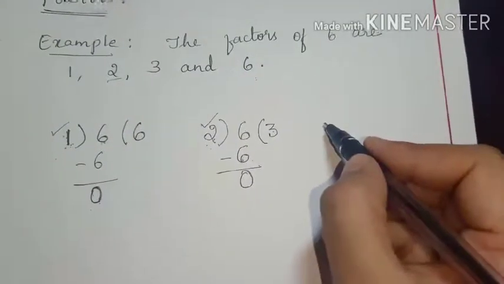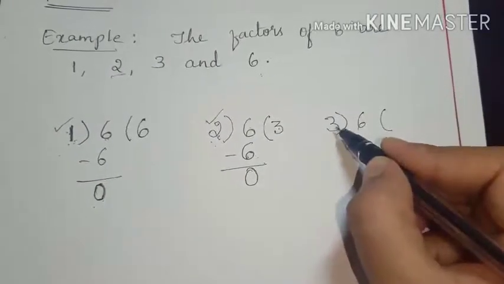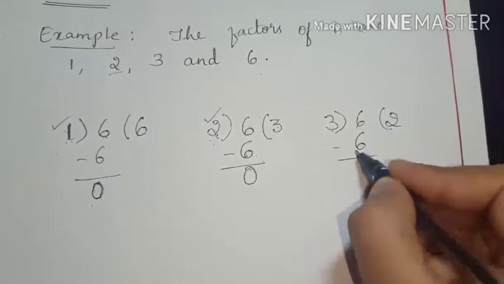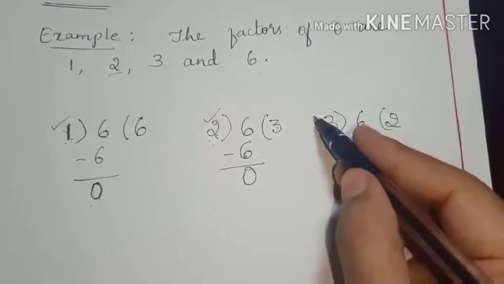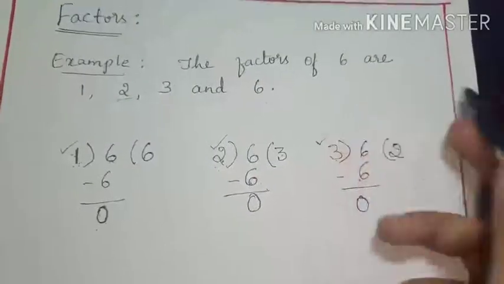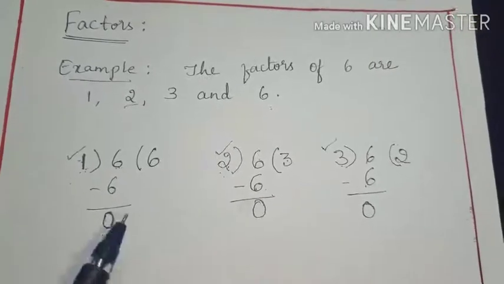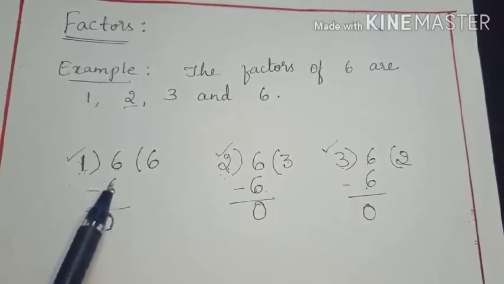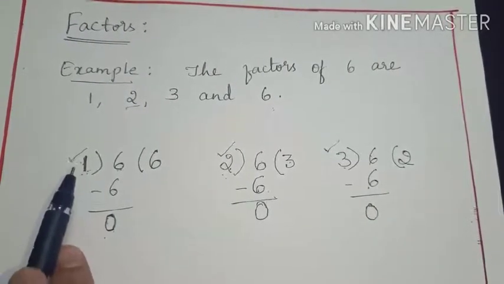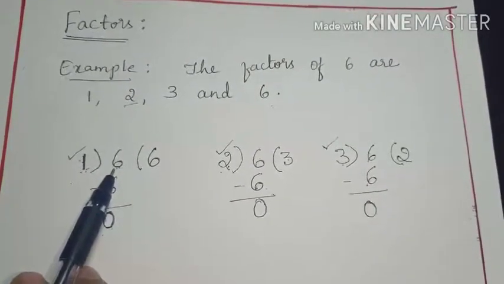Let us check with 3. So, 3 1s are 3, 3 2s are 6. 6 minus 6 is 0. So 3 is also the factor of 6. It is a simple concept. Whenever you divide the given number with any number, if it divides it exactly, that is, when the remainder is 0, then that divisor is the factor of the given number. Otherwise, it is not a factor.